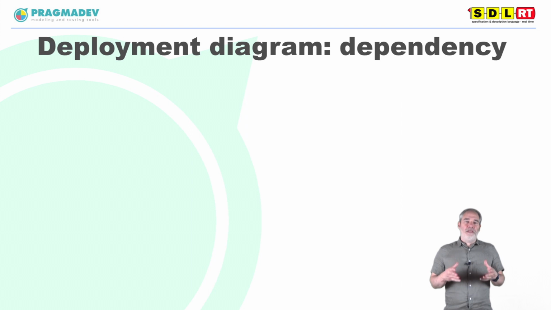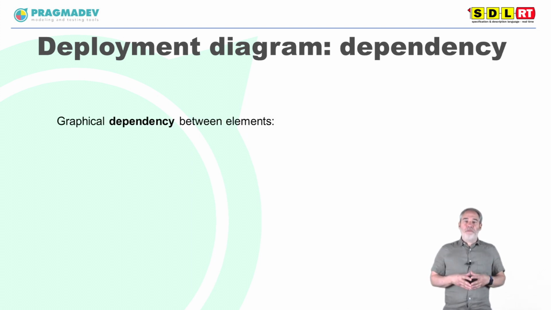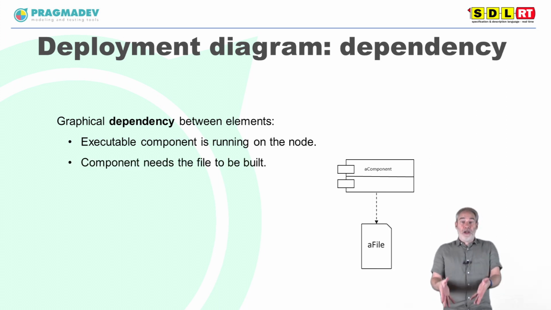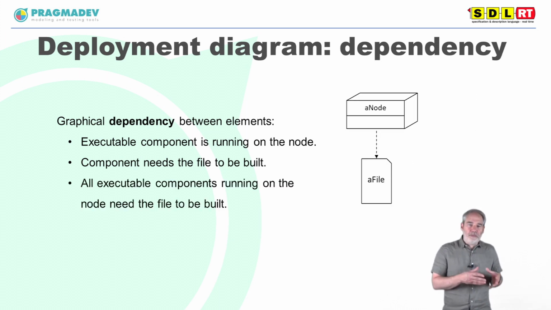There can also be dependencies between the elements. Dependency between elements can be represented graphically. A dependency from a node to an executable component means the executable is running on the node. A dependency from a component to a file component means the component needs the file to be built. A dependency from a node to a file means that all the executable components running on the node need the file to be built.